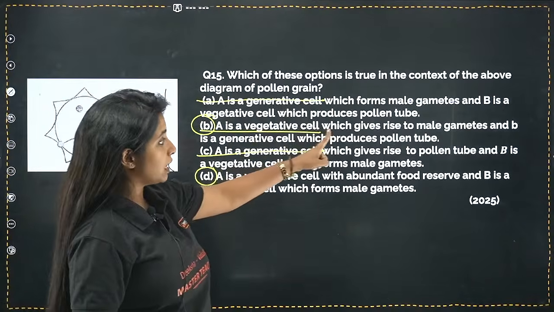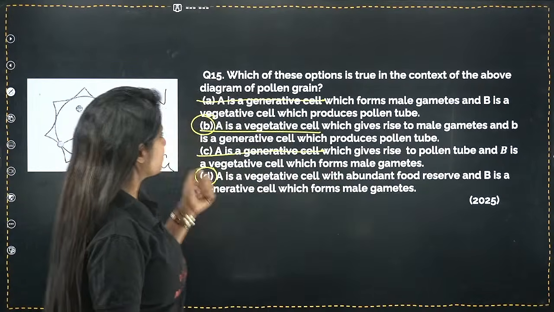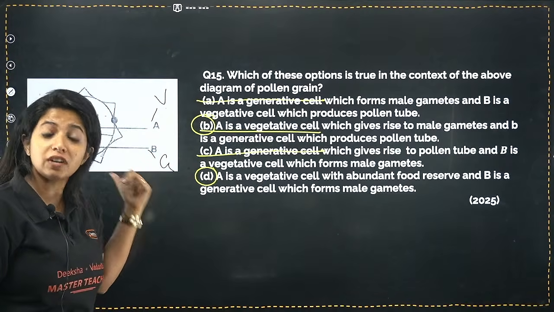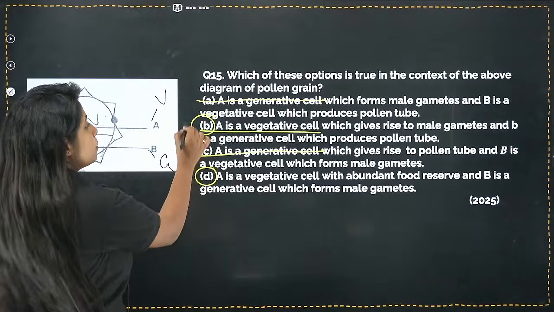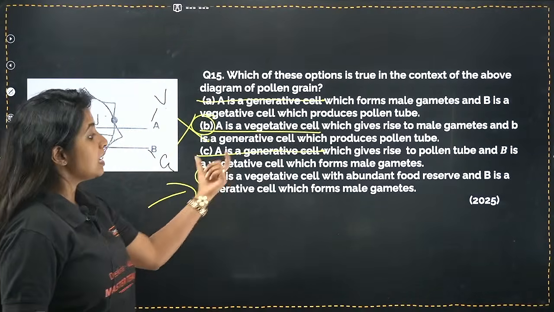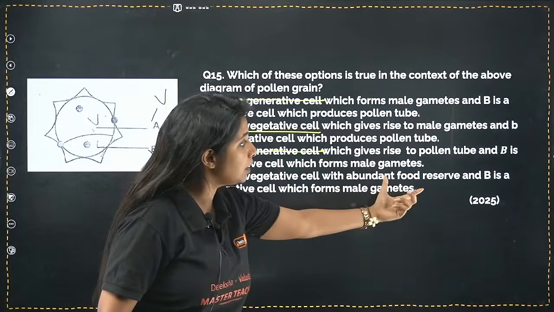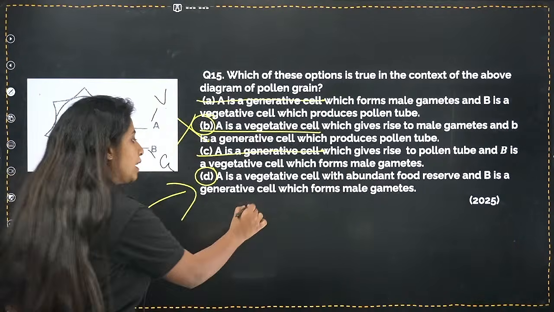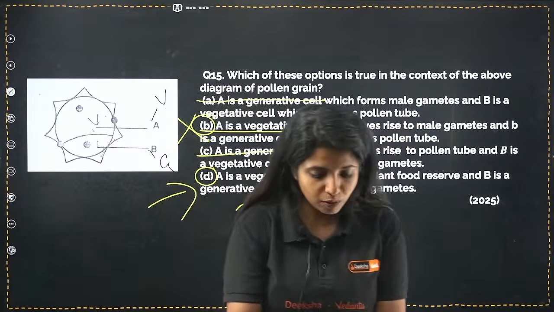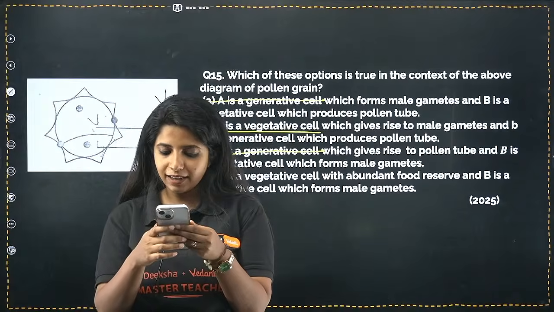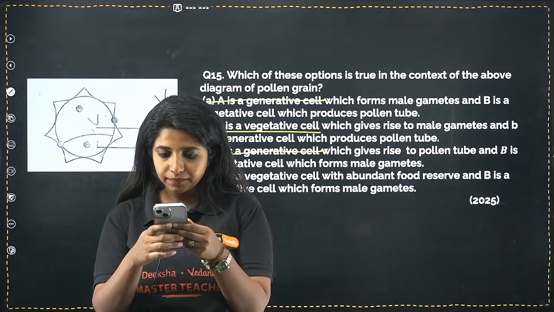Now we have options and we have to choose from this. A is vegetative cell which gives rise to the male gametes. Can vegetative cell give rise to the male gamete? That's the role of generative cell. They generate the gametes, right? So this particular statement is going to be wrong. What are we left with? We are left with this particular statement. A is a vegetative cell with abundant food reserve and B is generative cell which forms the male gametes. So that is going to be your answer. It is going to be D. Got it? Yes?